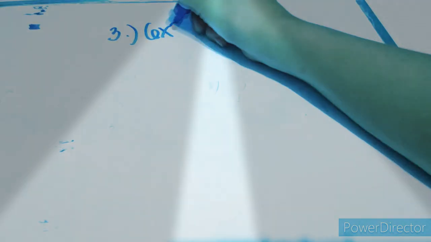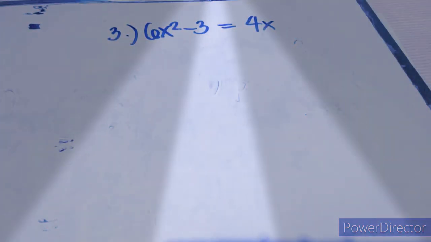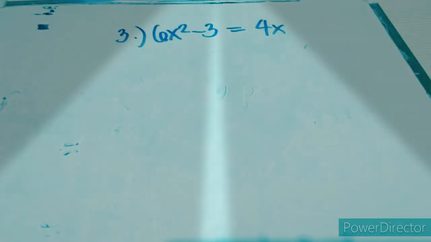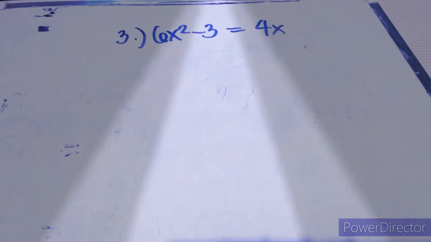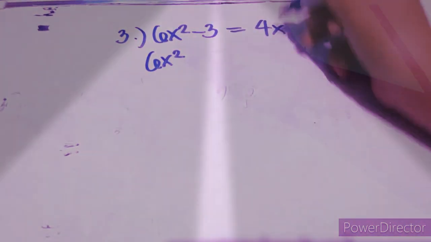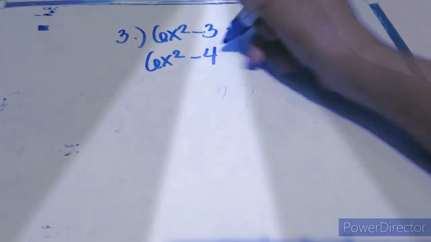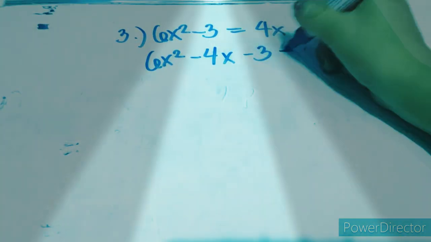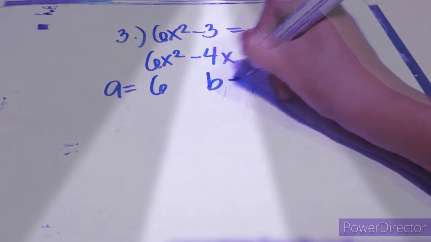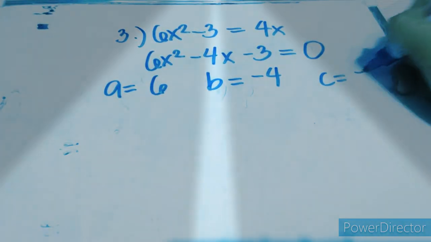So we have the last one. Number 3: 6x squared minus 3 equals 4x. We should transform this quadratic equation into its standard form. So we have 6x squared, and 4x will become negative 4x. Just copy negative 3, is equal to 0. The value of a here is 6, b is negative 4, and c is negative 3.